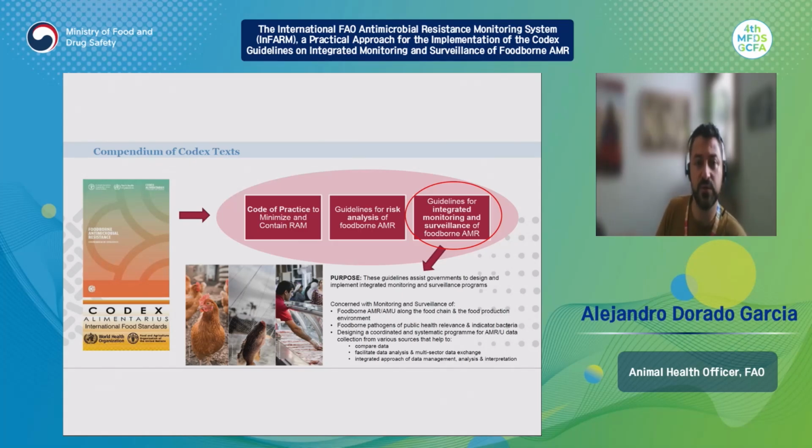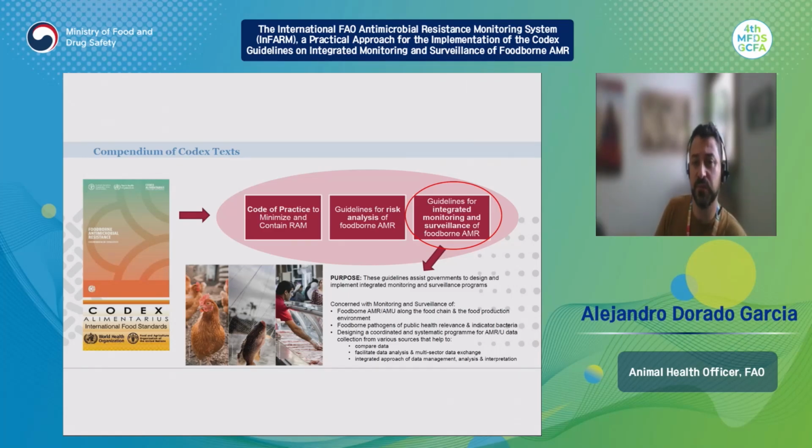Today, we are going to be focusing on how to practically implement the guidelines on integrated monitoring and surveillance of foodborne AMR. The main aim of these guidelines is to assist governments in the establishment of integrated monitoring and surveillance programs. And they outline key components and considerations to offer different flexible options for monitoring and surveillance with a specific focus on foodborne AMR along the food chain, but also in the food production environment.